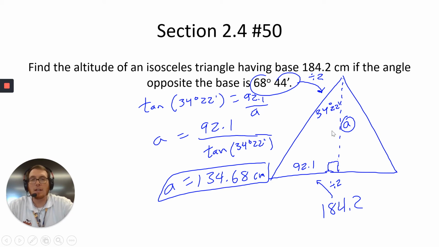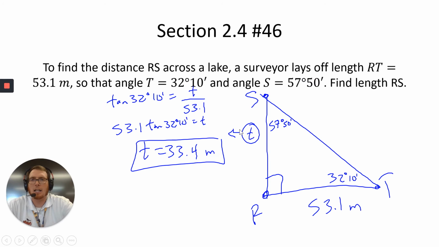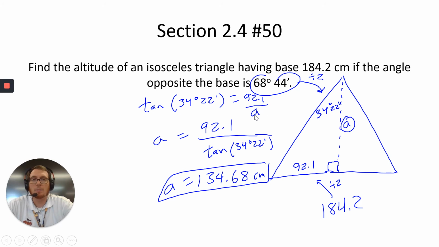From there, I'm trying to find the altitude, which I denoted with the letter A for altitude. Really doesn't matter which one you pick. Tangent of 34.22 would be opposite, 92.1, divided by adjacent. Remember, this is different than the last slide. So on the last slide, we just multiplied the denominator to the other side and found the answer. On this question, you're going to have to multiply A to the other side and then divide by the tangent piece to get rid of it to find your answer of 134.68.